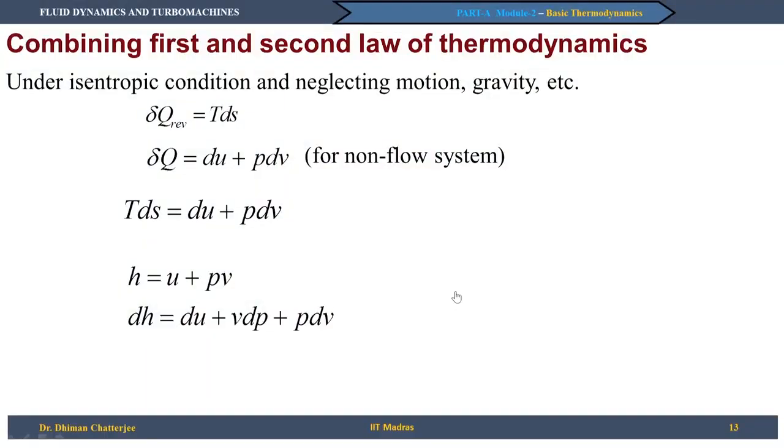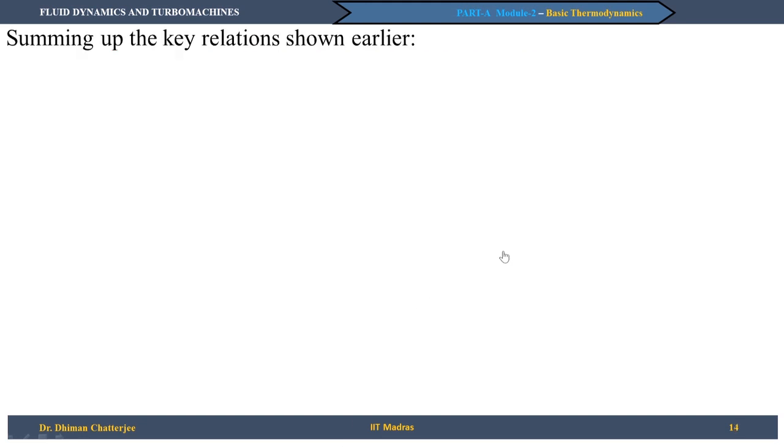So, this is valid for all processes. And now, if we bring in enthalpy, which is H equal to U plus PV, and talk about the changes in enthalpy dH as dU plus vdP plus Pdv, and then substitute it back, we get that Tds equals dH minus vdP. We will make use of this relationship in the next slide.